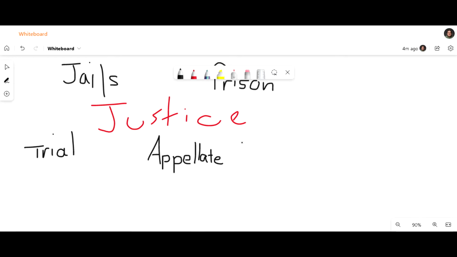And so now we get to the third branch, the executive branch. This is the one that we tend to remember. This is the president, the governors, the mayors. This is all the other people that aren't in the court system.